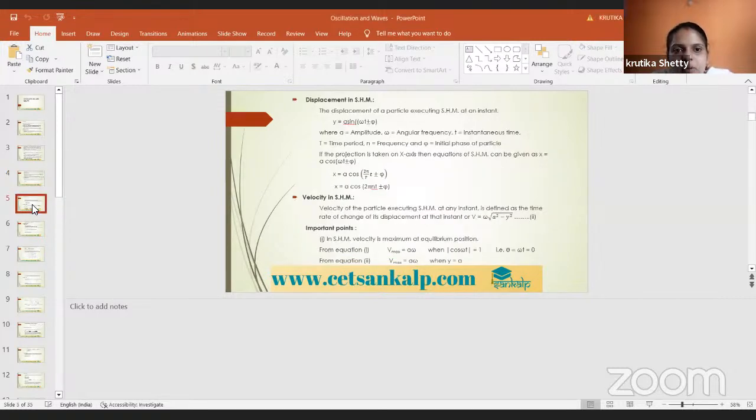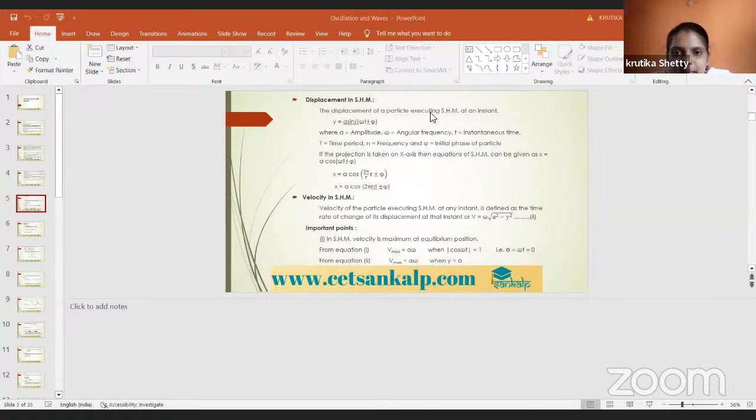Yes. So in simple harmonic motion, we will now define the terms. That is nothing but the displacement, kinetic energy, potential energy, then the total energy. In that, we are first looking at displacement in simple harmonic motion.